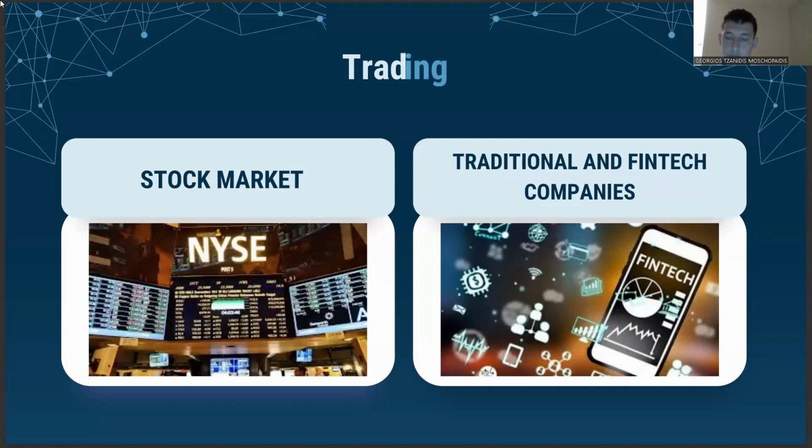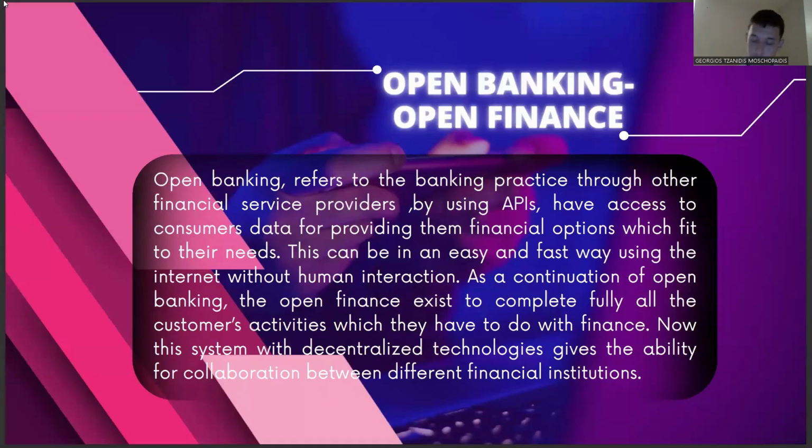Also, this difference has effects on the stock market, but in the traditional and fintech companies. So, one important reason about this difference is the existence of the open banking and the open finance system, which we have seen at this course. First of all, we will recall you what the open banking and open finance mean and why it is important to mention them in our project.